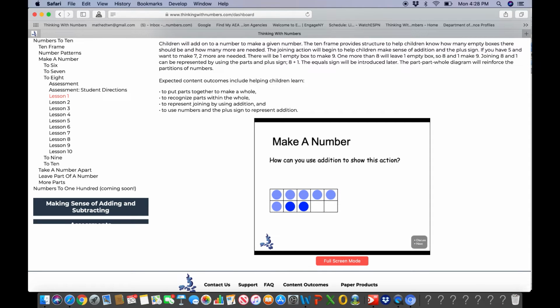So there were 6, 2 more came in. How can you use addition to show that action? There were 6, 2 more came. 6 plus 2. And in the whole part diagram, the whole is 8. The parts are 6 and 2.